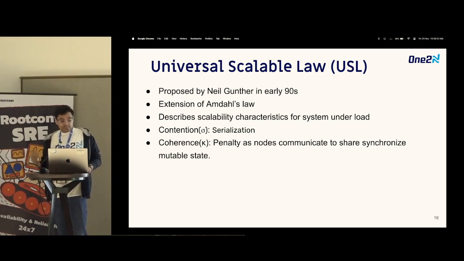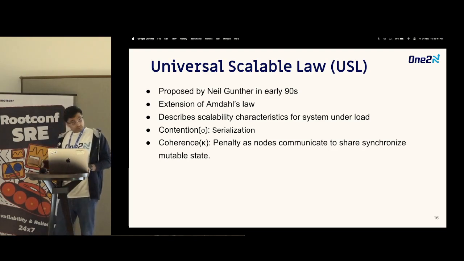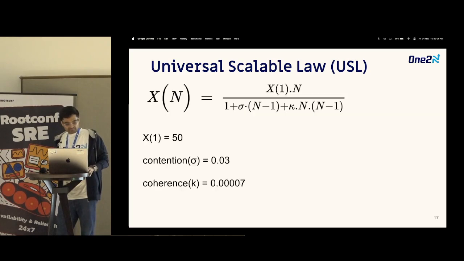The universal scalability law is an extension to Amdahl's law. Amdahl's law only talks about the contention and the serialization part of the thing, which is defined by sigma. The universal scalability law, USL, talks about coherence, which means the penalty of nodes which synchronize to mutate a state. To give an example, if there are n nodes in your system and they have to have that consistency, they have this chatter amongst themselves, which is actually a penalty, to be honest.